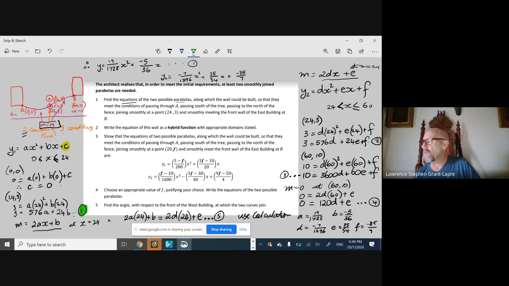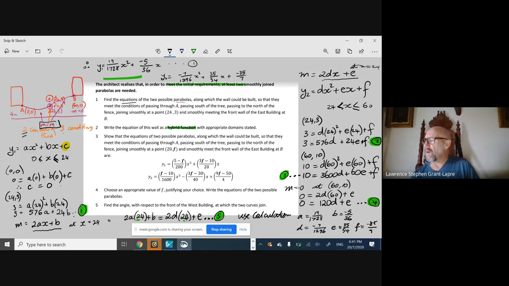24, 3 satisfies that equation, 24, 3 satisfies that equation, 60, 10 satisfies that equation, the gradient is 0 at 60, 10 for that equation, the gradient of the first parabola equals the gradient of the second parabola when x equals 24. Once you've got those criteria, you then plug it into the calculator, let the calculator talk, and then collect the two equations. Now, it said write this as a hybrid function.